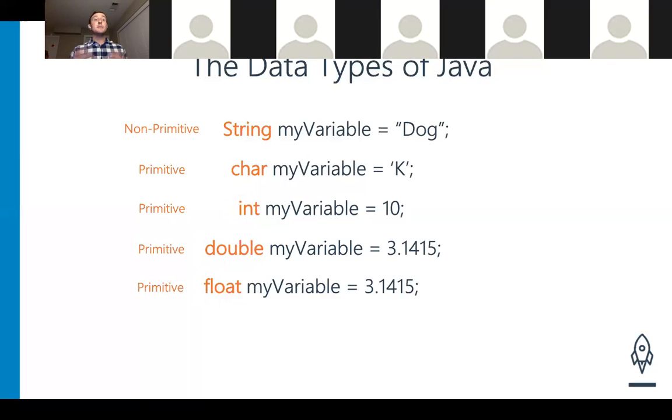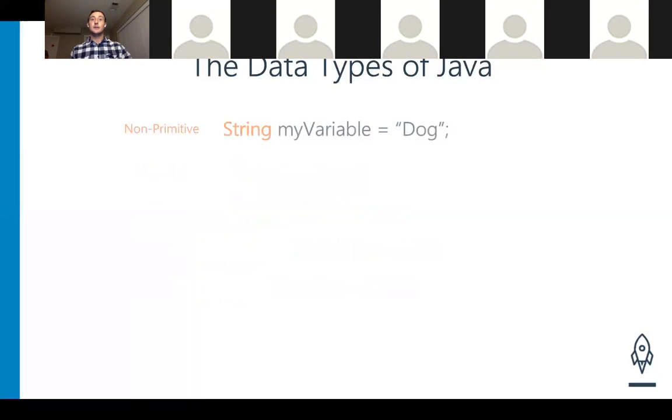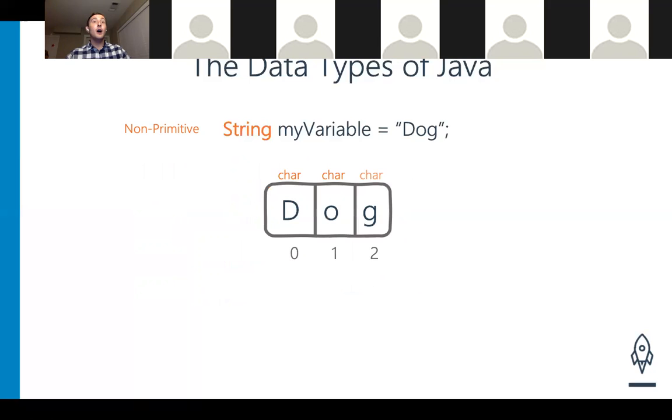So what does it mean to be non-primitive? Well, essentially we have our string my dog. A non-primitive with that capital S means that it's made up of other primitives. A string, a non-primitive, is made up of dog with the char D, the char O, and the char G. By the way, char means character. I'm going to use those interchangeably, I apologize. But that is why String has a capital S, while everything else is lowercase.